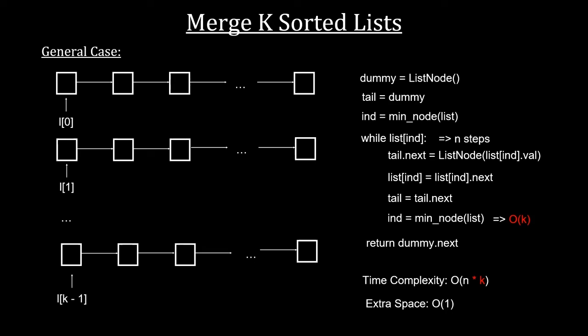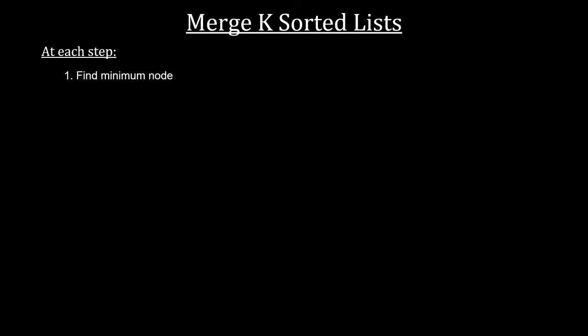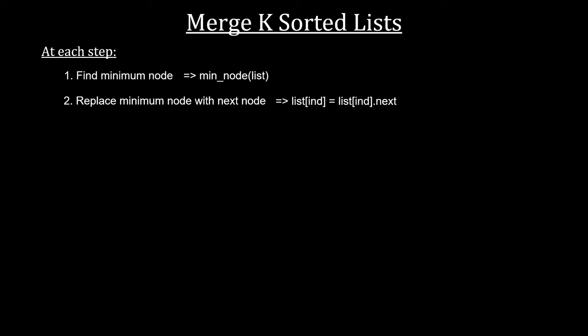Let's recap. At each step, we first find the minimum node using the function minNode. Then we replace that minimum node with the next node in that list. And we do this in constant time. Each function call takes big O of k time to execute, and we can optimize this to big O of log k. And think about it. Does this sound any familiar?